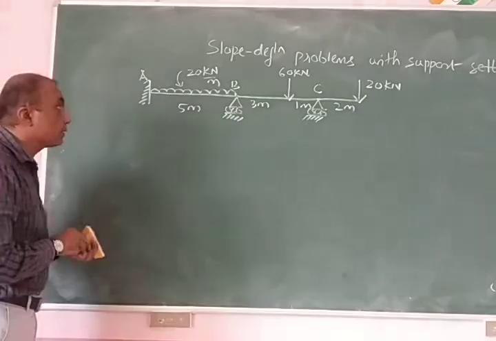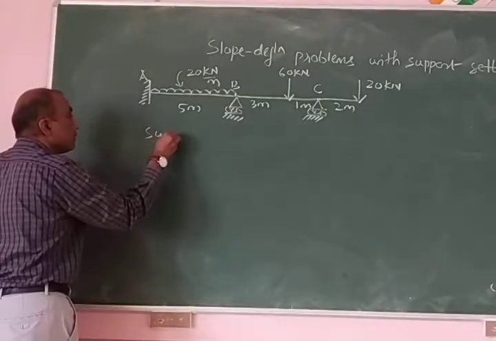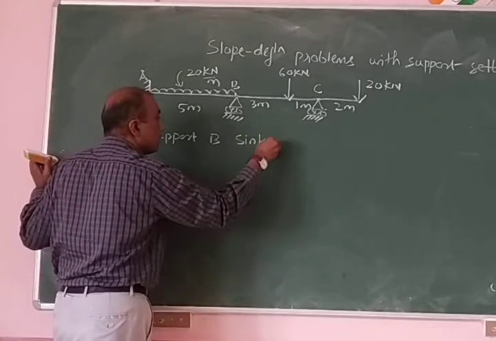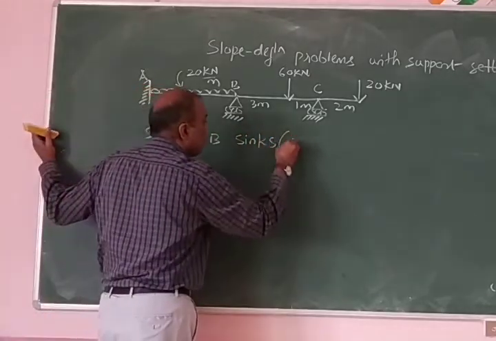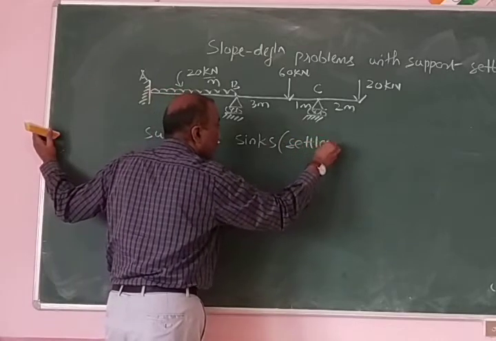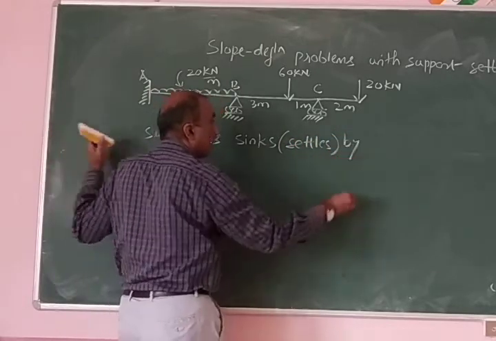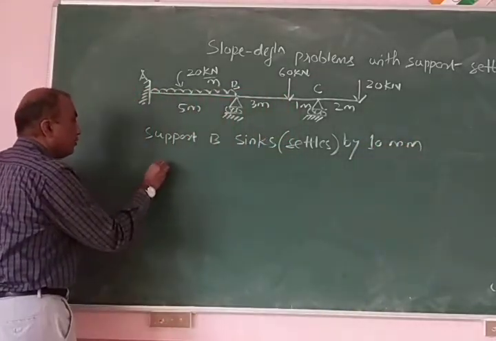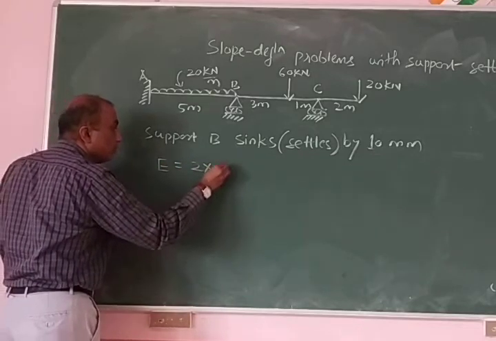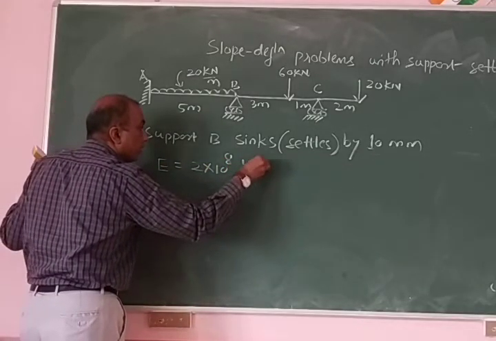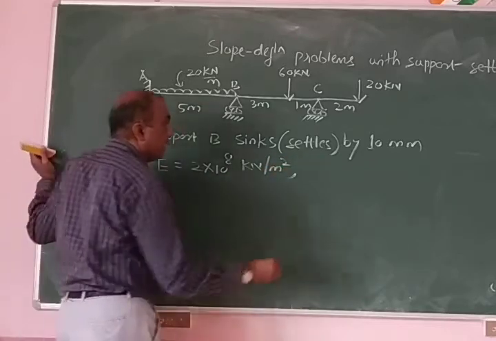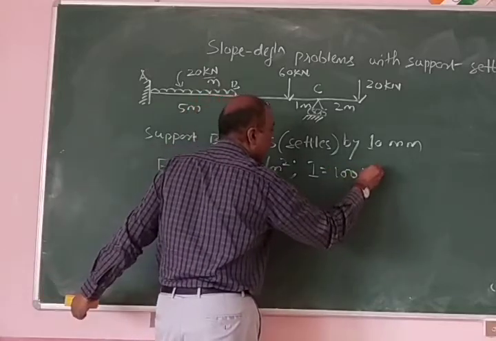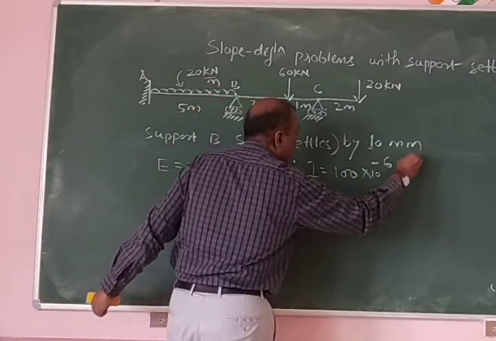Now the question is, suppose the support B sinks or settles by 10 millimeter. The value of Young's modulus is given 2 into 10 to the power 8 kilonewton per meter square, and the value of moment of inertia that is given is 100 into 10 to the power minus 6 meter to the power 4.